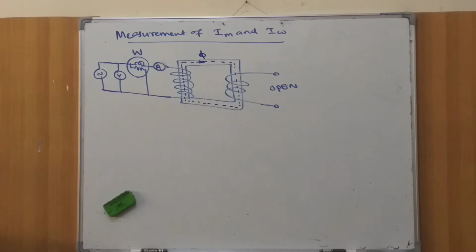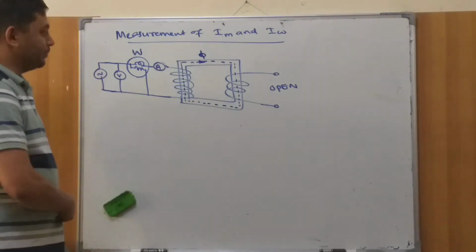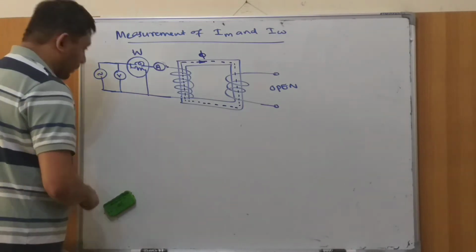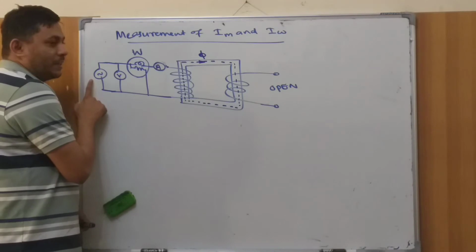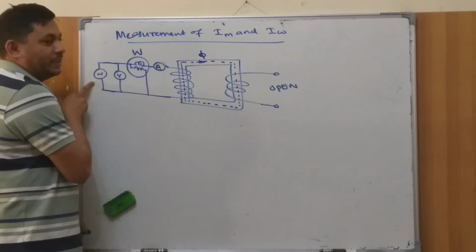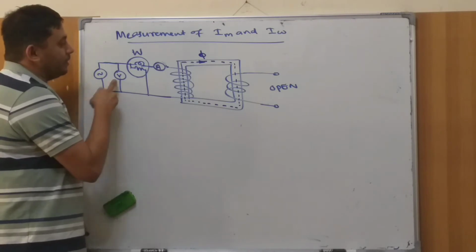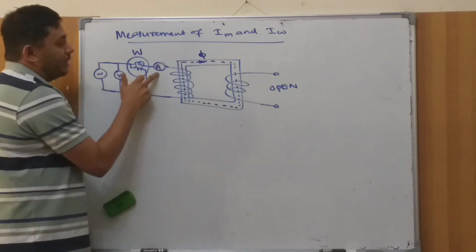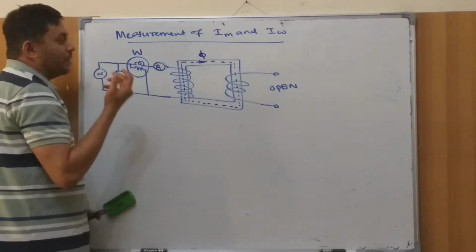Okay, so let's see how we measure the IM and IW by using this particular setup. What you can see here, the single phase transformer we have powered by the voltage AC source. V stands for the voltmeter, W is the wattmeter, and A is the ammeter. It is under no load. So no load means the power will be very small.